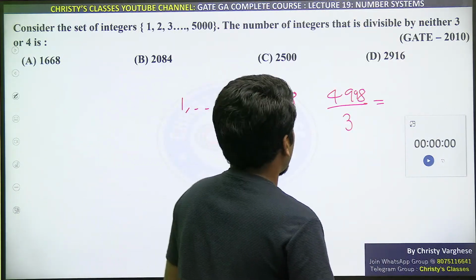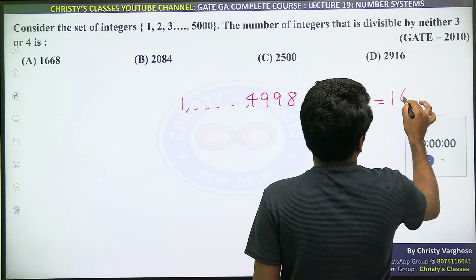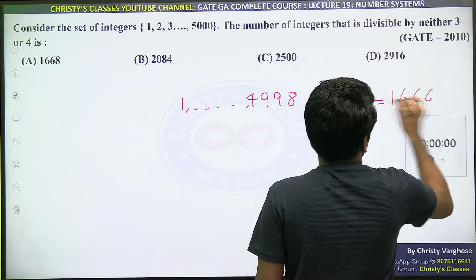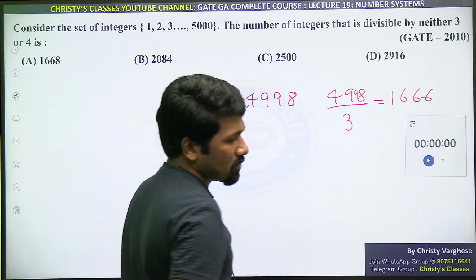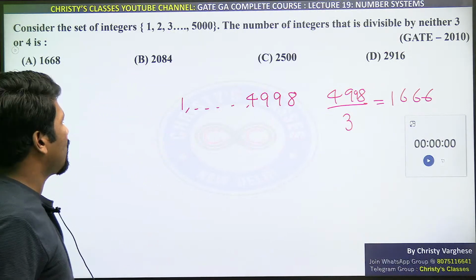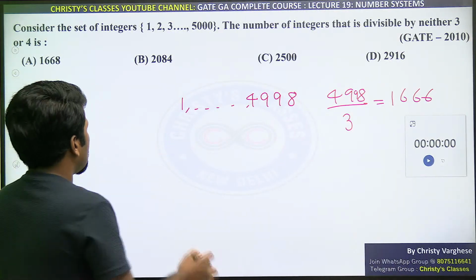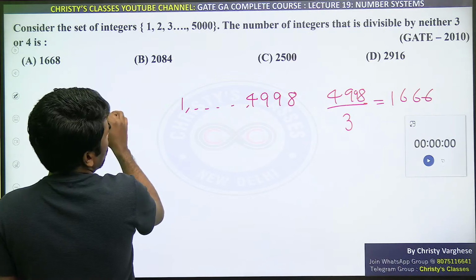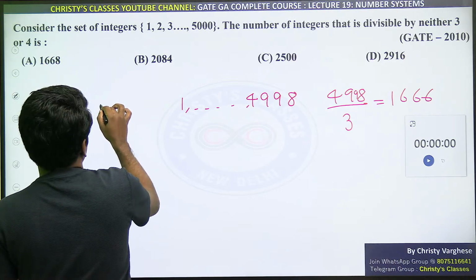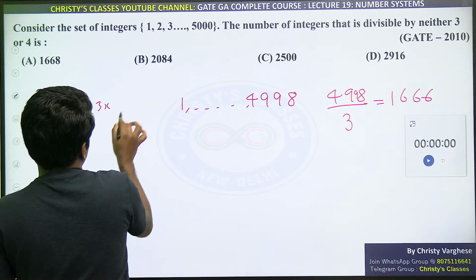I hope all of you are clear about it. That is 1666. 1666 will be the multiples of 3 in 5000. So that is the numbers divisible by 3, the multiples of 3.